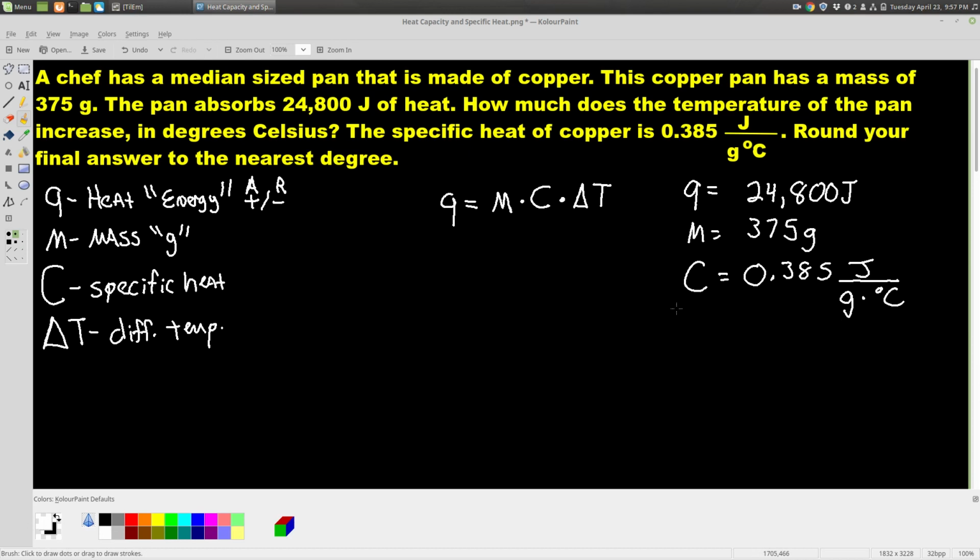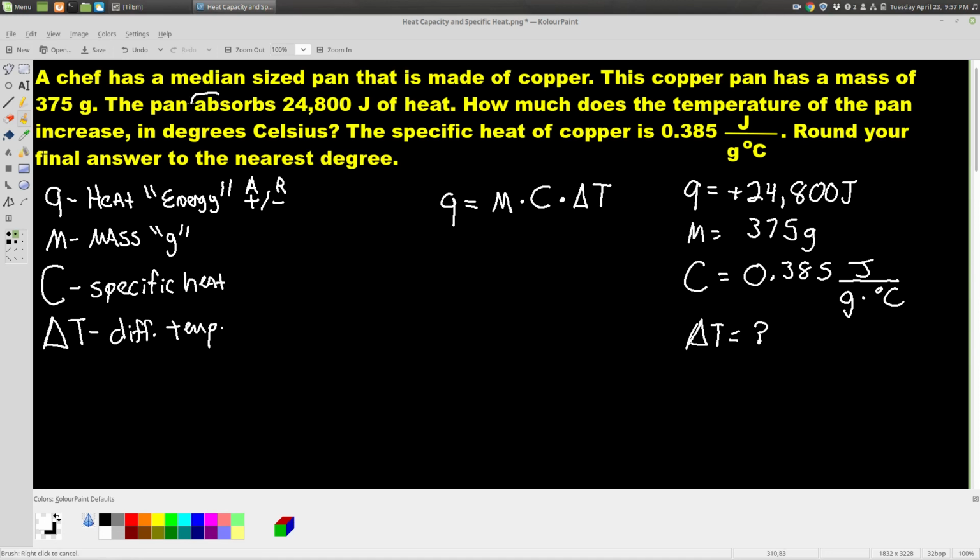All right. And then it wants us to find how much the temperature of the pan increases. So they're wanting to know the change in the temperature. And since it's an increase, we know this change is positive. Okay, so they're wanting us to find this. Now, once again, we know our Q is positive because they said that the energy was absorbed.